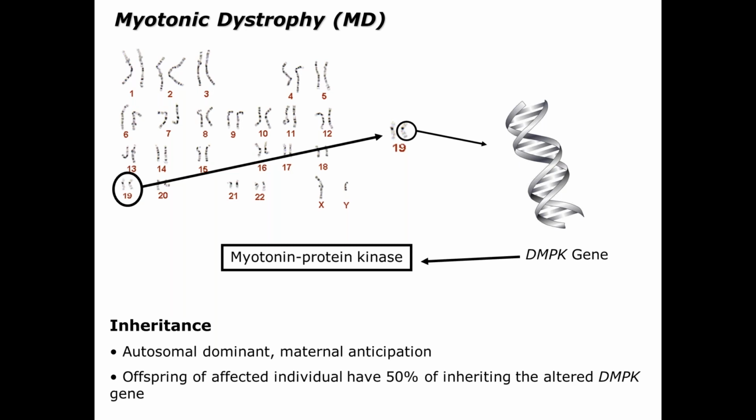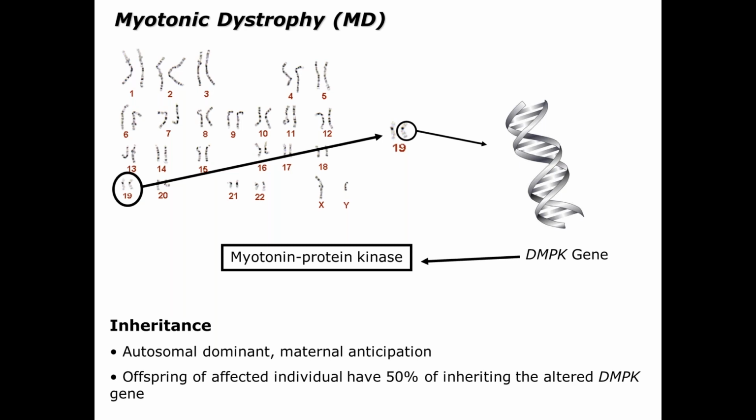So, I should back up. We all have this DMPK gene. It's not that people with myotonic dystrophy have a different gene than anybody else. Everybody has this DMPK gene, and we all have two copies, one from mom and one from dad. But there's a genetic change on one copy of the gene in people that have myotonic dystrophy.